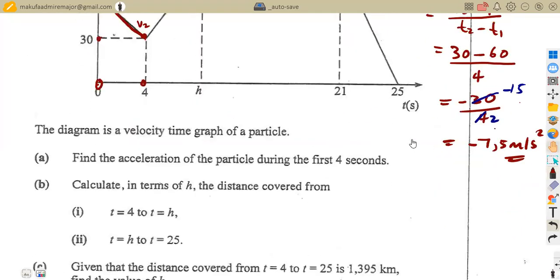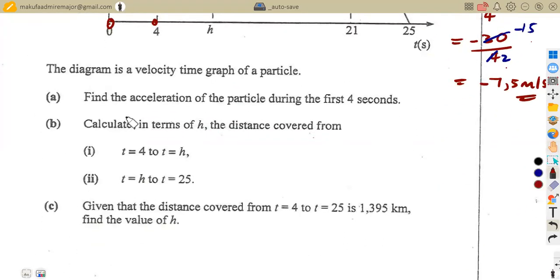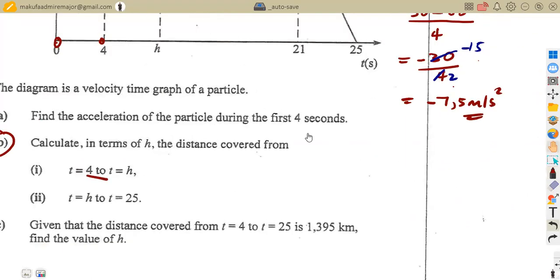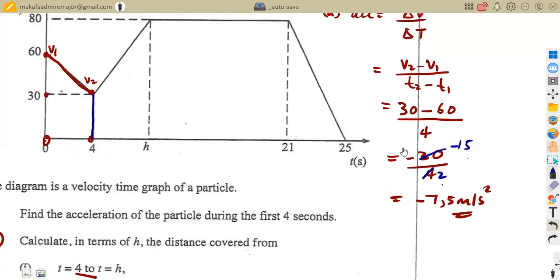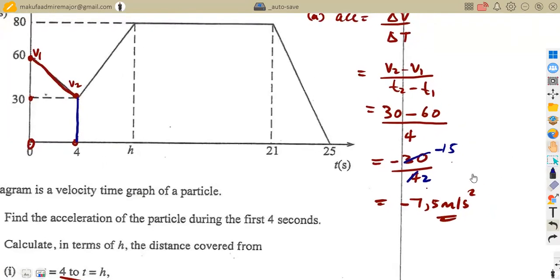All right, calculate in terms of h. Whatever you're supposed to do is supposed to be in terms of h. The distance covered from t equals 4 up to t equals h. They are saying from t equals 4 up to t equals h, the distance. Remember, distance, simply, we are talking about the area under the graph, all right? So we are simply talking about the area under the graph.